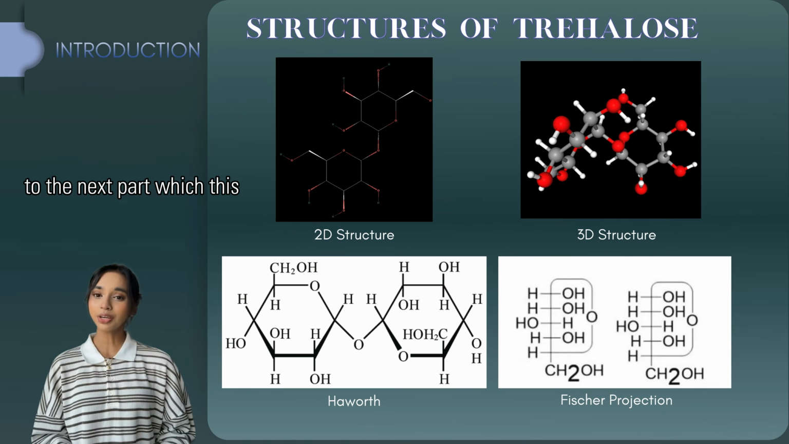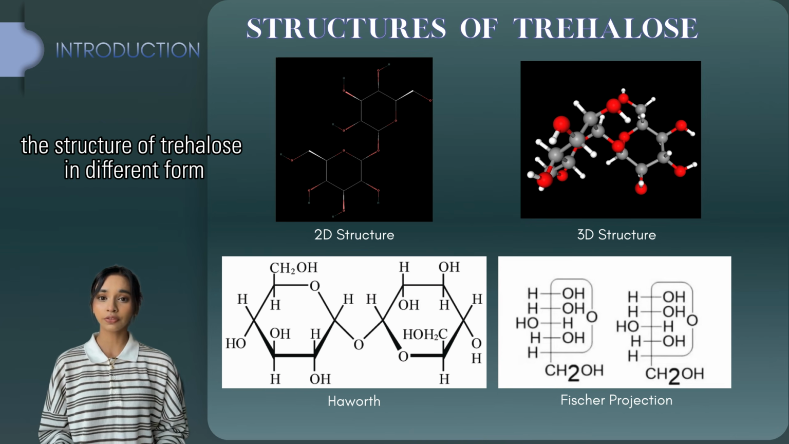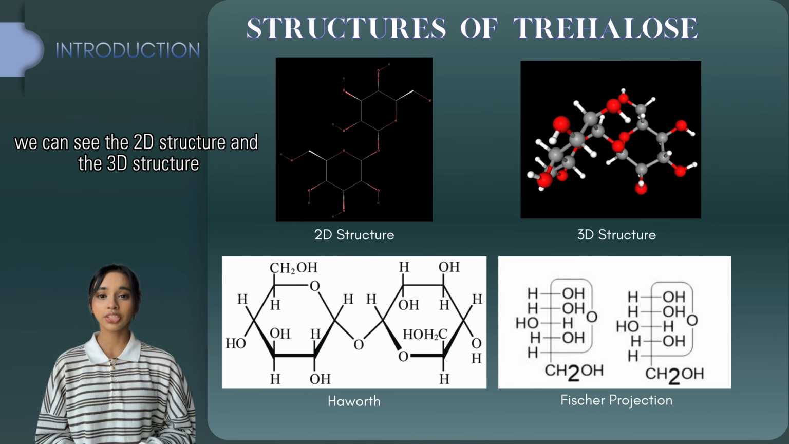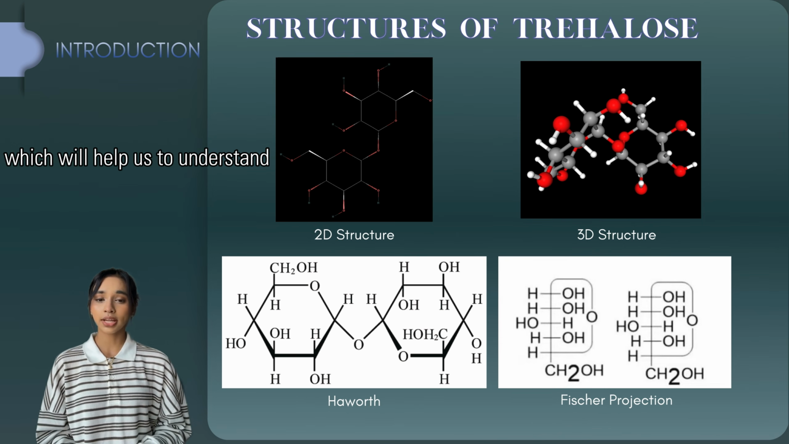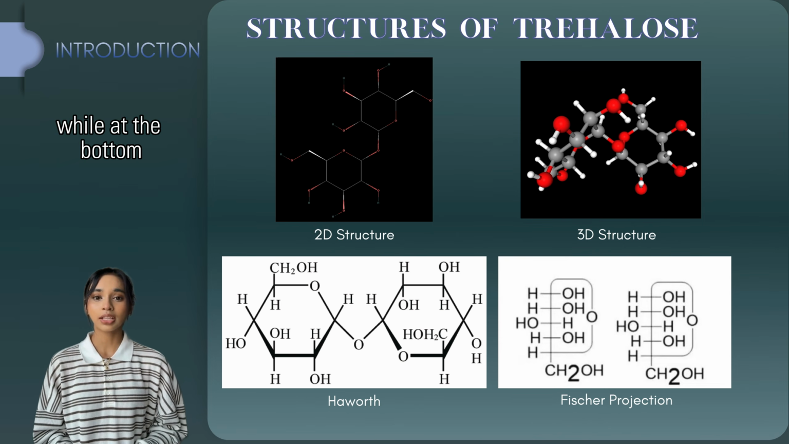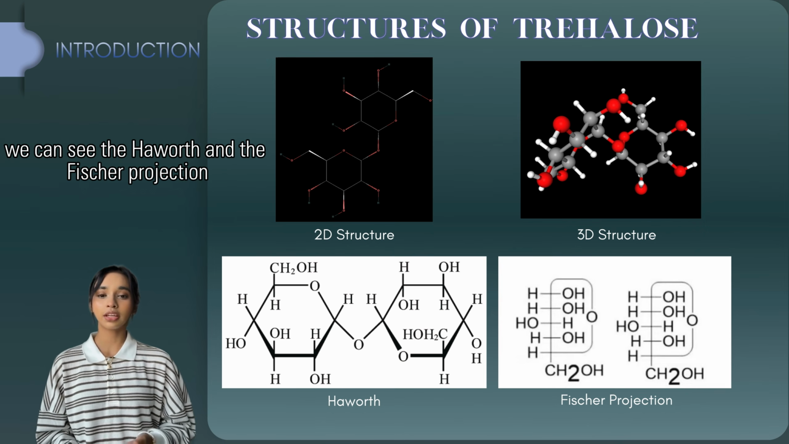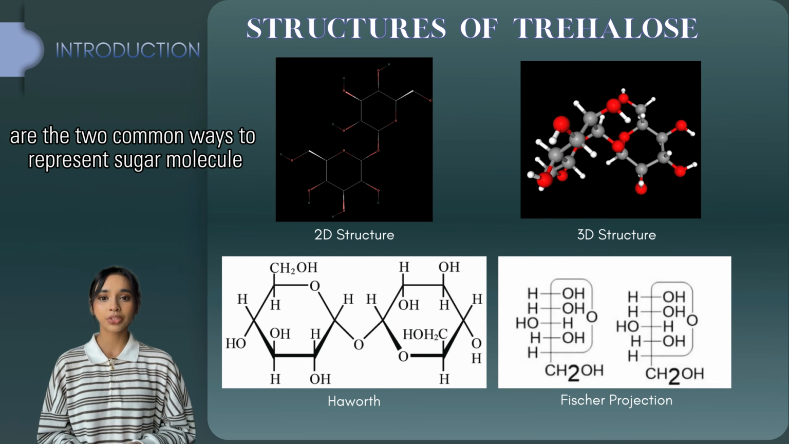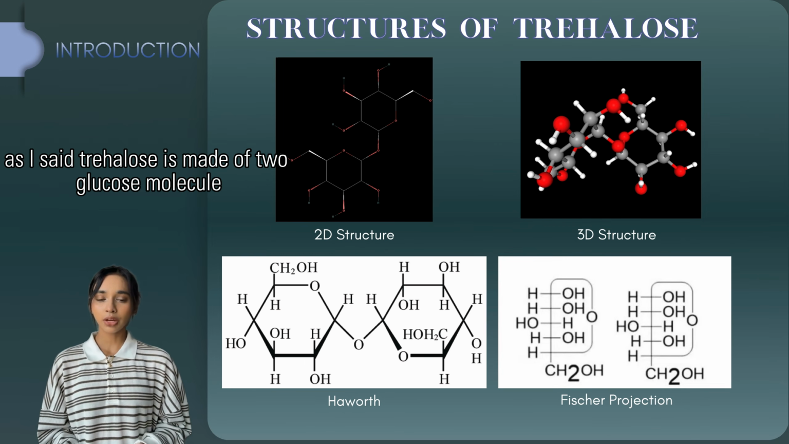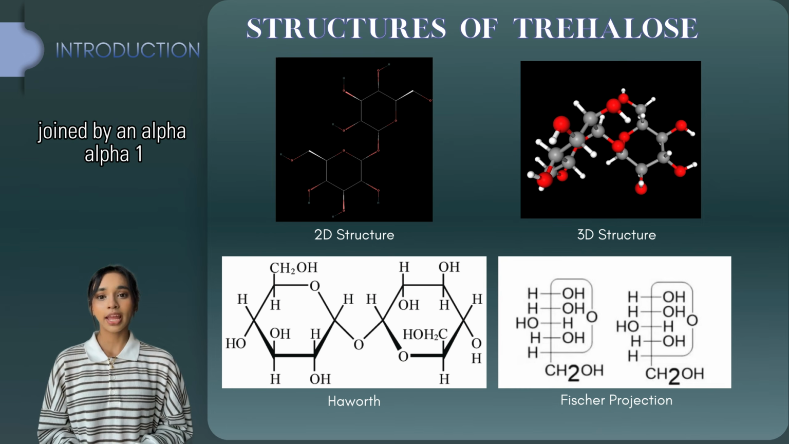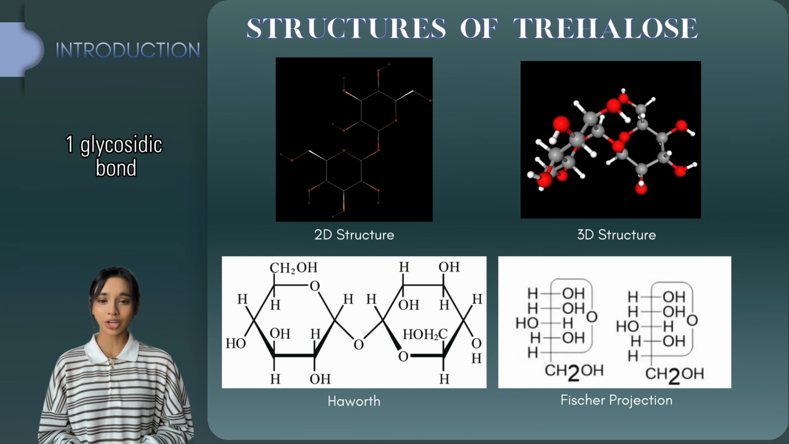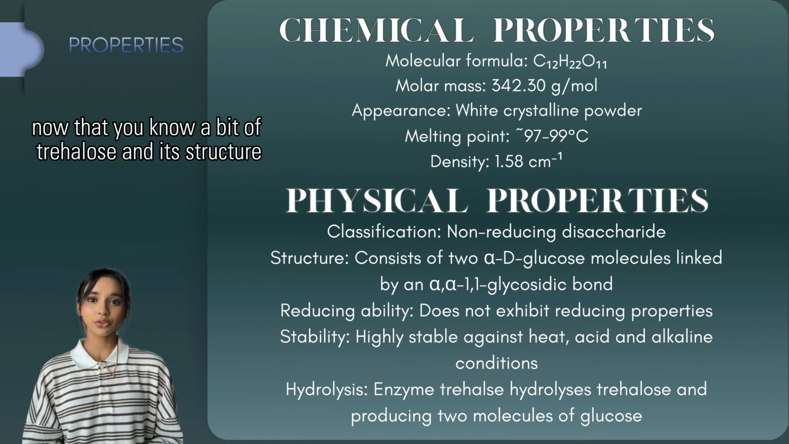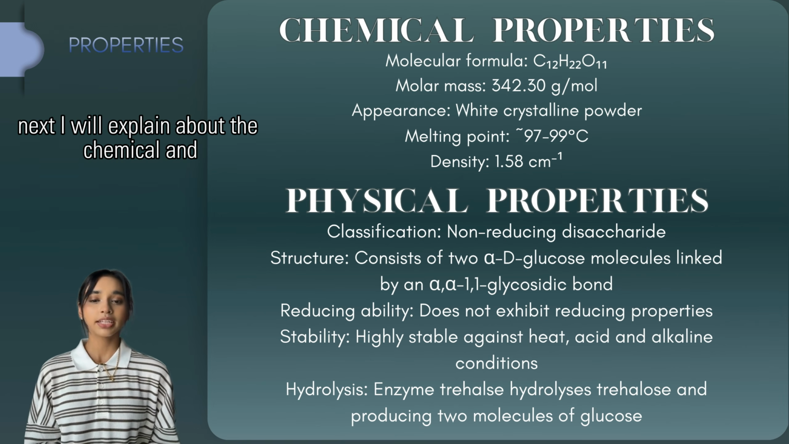Due to these unique protective properties, trehalose is widely used in the food, pharmaceutical, biotechnology, cosmetic, and medical industries. On to the next part: this slide will show you the structure of trehalose in different forms. At the top, we can see the 2D structure and the 3D structure, which will help us understand how the atoms are arranged. At the bottom, we can see the Haworth and the Fischer projection, which are the two common ways to represent sugar molecules. As I said, trehalose is made of two glucose molecules joined by an alpha-alpha-1,1 glycosidic bond, which makes it a unique and stable disaccharide.